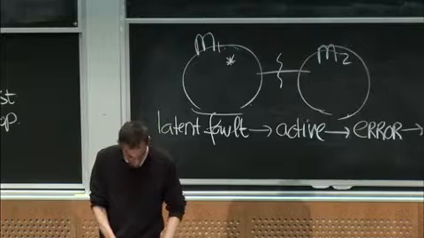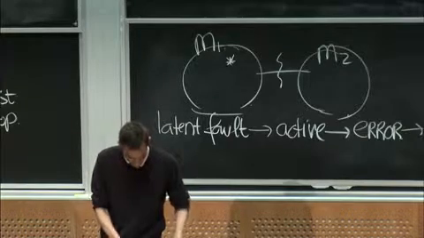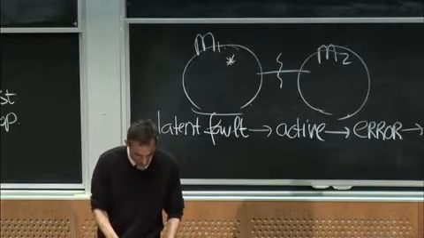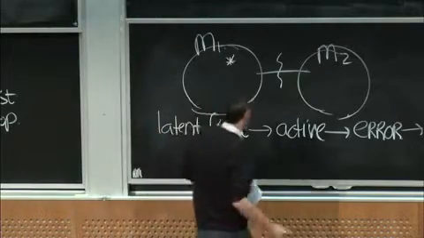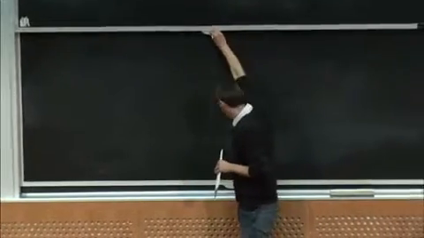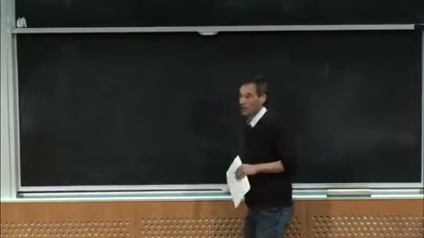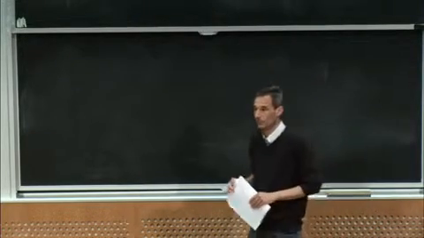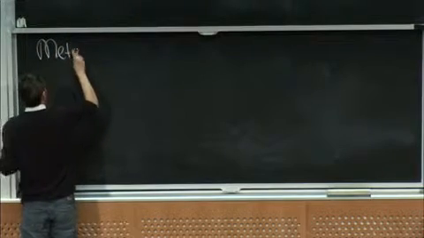Okay. So having laid that out, we're going to design systems out of unreliable components. It's useful to have a metric about how well we did. And that metric is typically called availability.